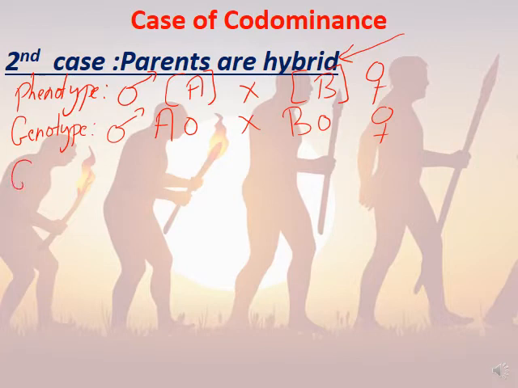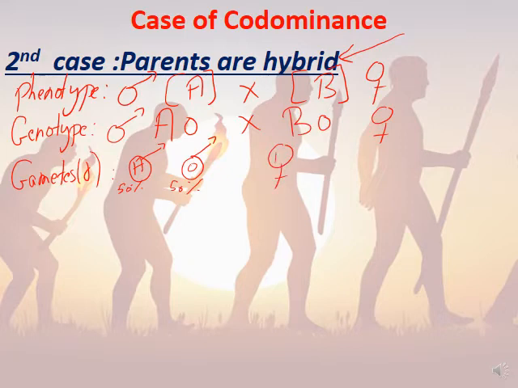Moving to the gametes, symbol gamma. Here in the gametes, we have both gametes. We have A, which represents 50%, and O, which also represents 50%. And here the female gamete B represents 50%, and the O represents 50%. Moving to the table of cross.